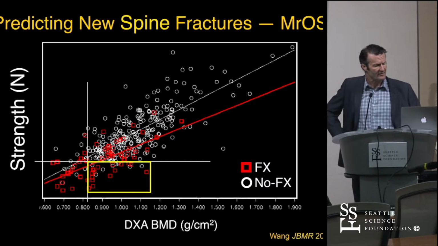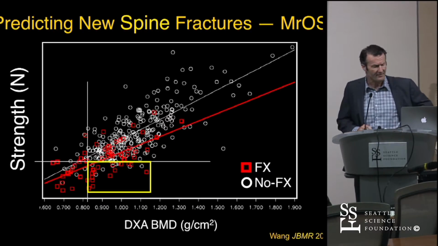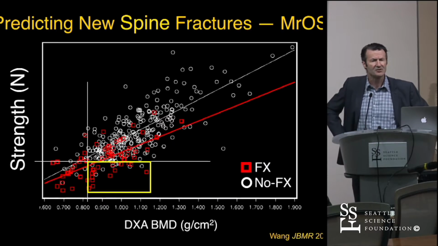So what you can see is the DEXA BMDs on the horizontal axis, and this vertical line shows you the cut point for osteoporosis. So everybody on the left-hand side of the line has spinal osteoporosis, and you can see that you capture quite a few fracture cases in there, not too many white dots in there.